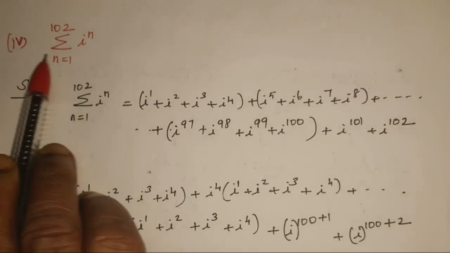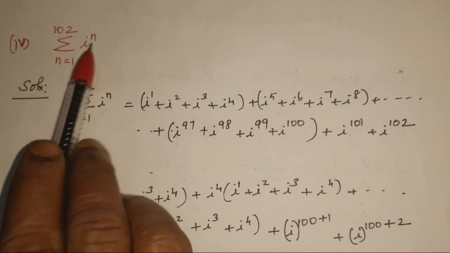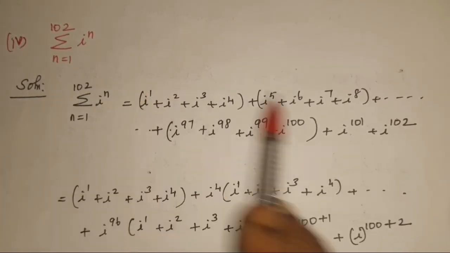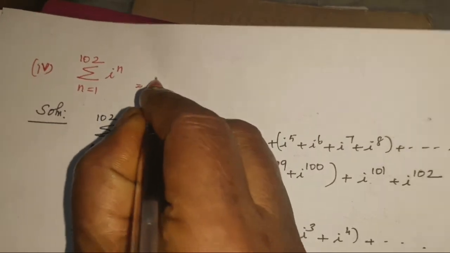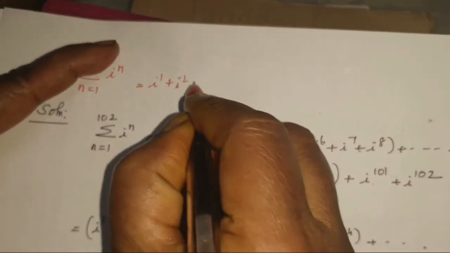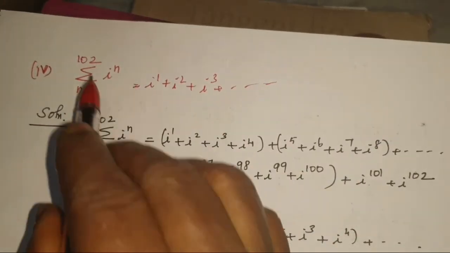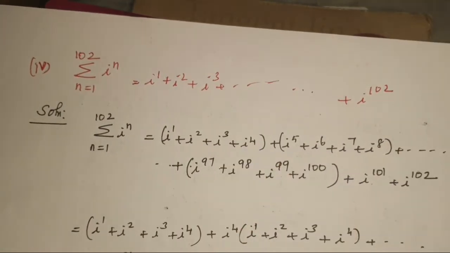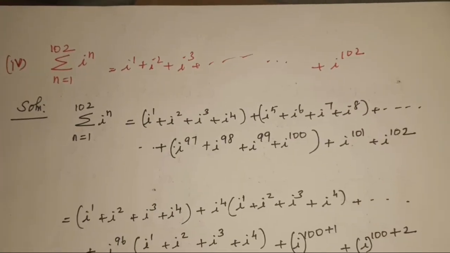Now, see the fourth subdivision. Summation of n equal to 1 to 102 of i power n. What is the meaning? n equal to 1 means i power 1, i power 2, i power 3. Similarly, we go up to i power 102. The summation of i power n is i power 1 plus i power 2 plus i power 3, etc., up to i power 102, starting from 1 and ending with 102. This is the meaning of the summation. Summation is addition.